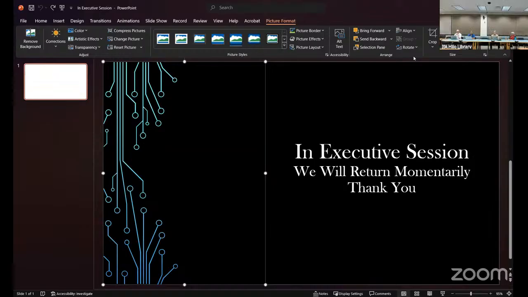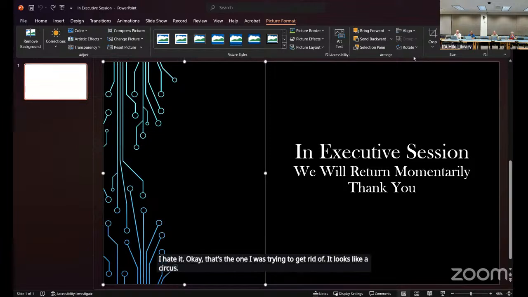It's a cool graphic, I hate it. That's the one I was trying to get rid of. Really? It looks like a circuit board. I hate it. I don't even know how it happened. There you go.